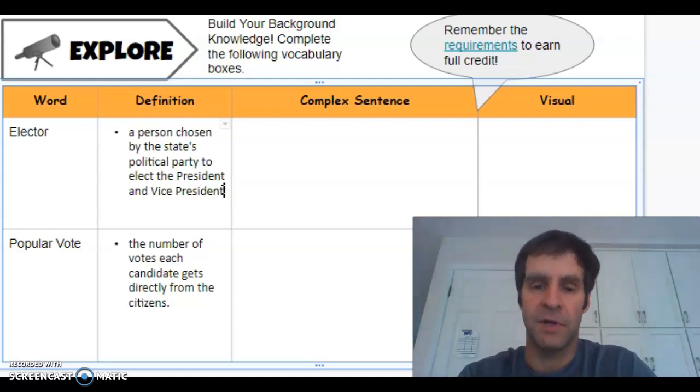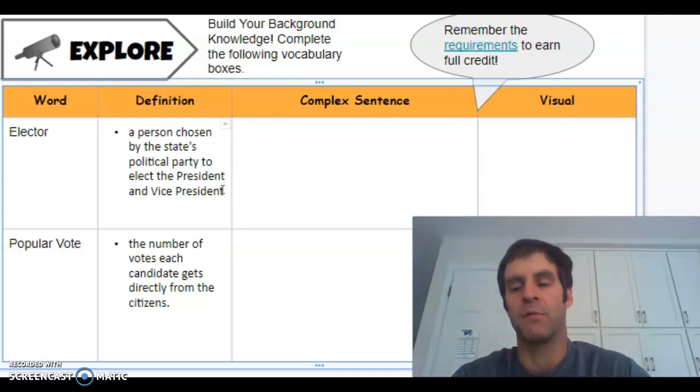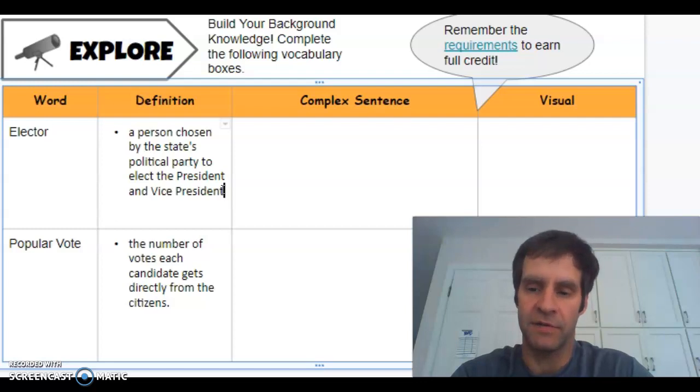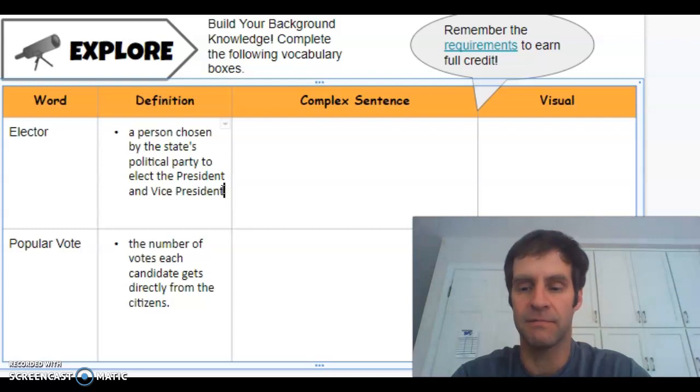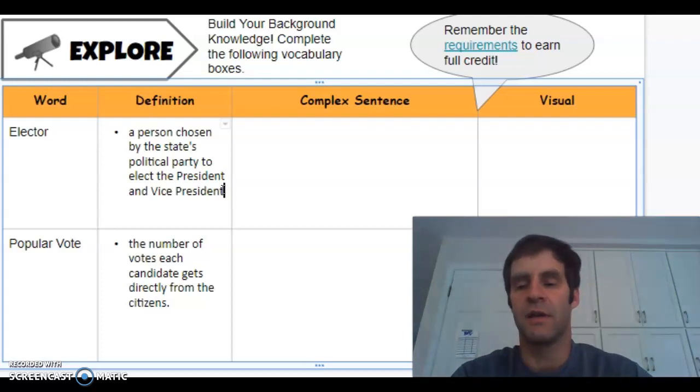Another important aspect about electors is that the number of electors from each state depends on the number of people in Congress from that state. So Virginia, we have 2 senators, just like every state, and we also have 11 representatives, which is based on population. So 2 plus 11 equals 13. So Virginia gets 13 electoral votes towards the president and vice president.